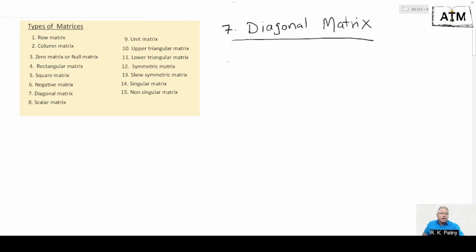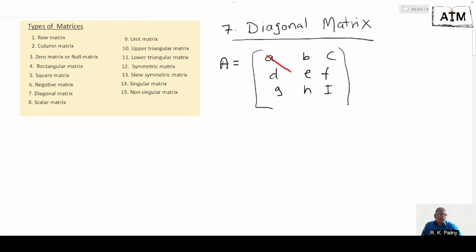Now next one is the diagonal matrix. Suppose I got a matrix here: A, B, C, D, E, F, G, H, I. Now when I got a matrix here, of course it is a square matrix. So the elements of the diagonal, these are the A, E, I. This is nothing but the diagonal of the given matrix.